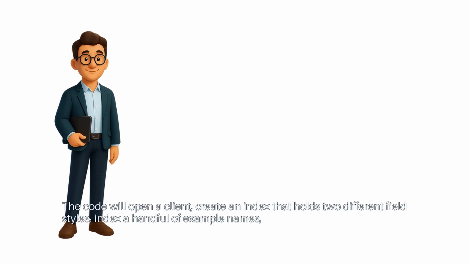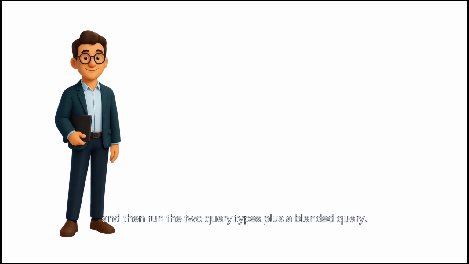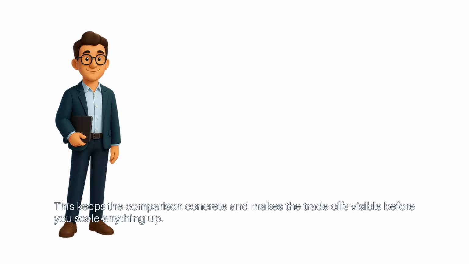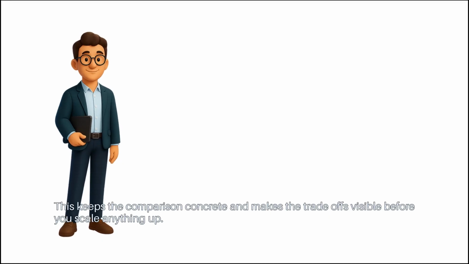The code will open a client, create an index that holds two different field styles, index a handful of example names, and then run the two query types plus a blended query. This keeps the comparison concrete and makes the trade-offs visible before you scale anything up.